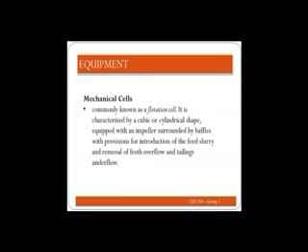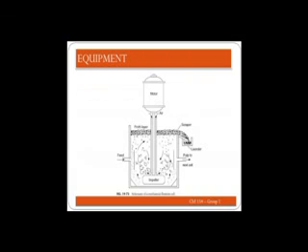Mechanical cells, on the other hand, are commonly known as flotation cells. These are characterized by a cubic or cylindrical shape equipped with an impeller surrounded by baffles with provisions for introduction of the feed slurry and removal of froth overflow and tailings underflow. The picture is a schematic diagram of a mechanical cell. The impelling action of the impeller makes the particles float. The froth is removed by the scraper, while the tailings exit to the next cell.